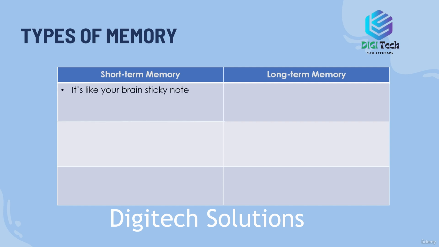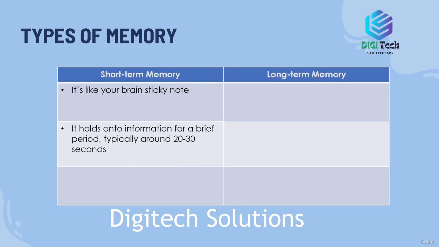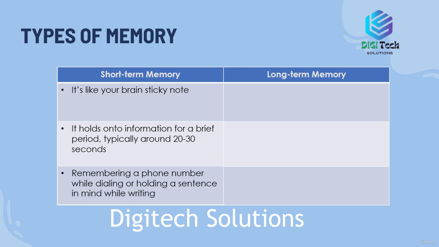Short-term memory, also known as working memory, is like your brain's sticky note. It holds on to information for a brief period, typically around 20-30 seconds. This type of memory is crucial for everyday tasks, such as remembering a phone number while dialing or holding a sentence in mind while writing.